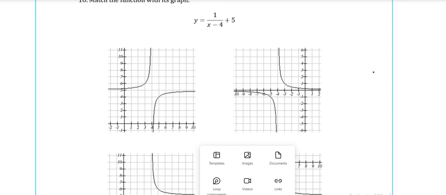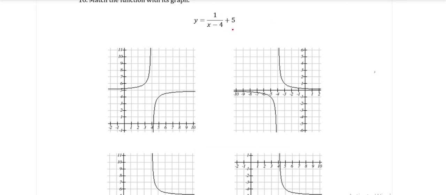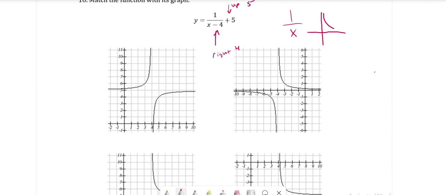The next question has to deal with graph matching through transformation rules, right? We need to still know our transformation rules, that this corresponds to a right shift of 4, and this corresponds to an up shift of 5. So our parent function is 1 over x, which has this appearance to it. And so we want to take a look at these graphs and find where this particular graph with this orientation has been featured. We haven't flipped it at all, so we're still going to have our graph in the upper right and lower left corners of our asymptotes.